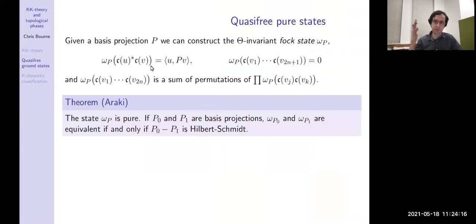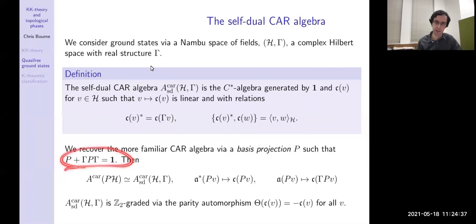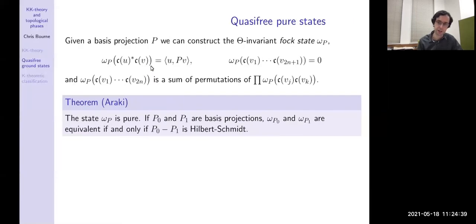So again, we're just looking at free fermionic systems. In particular, I'm going to focus on these so-called quasi-free pure states, which is, very roughly speaking, the Hartree-Fock mean field approximation, where we build a state from just a 2-point function. When you have one of these basis projections, a projection that satisfies this relation, then you can build a state on your C-star algebra, a positive linear functional.